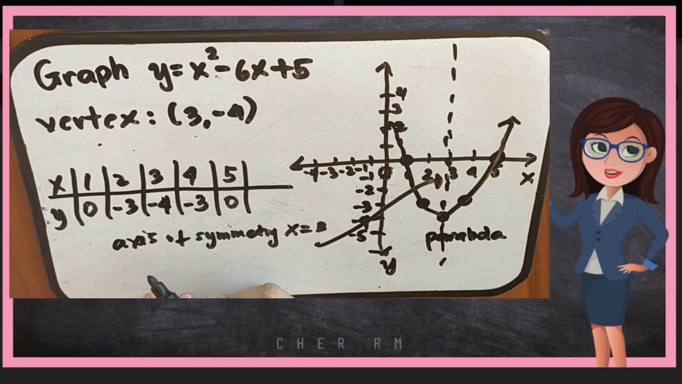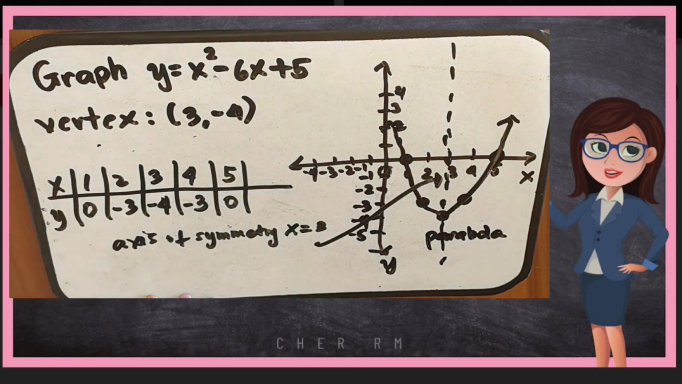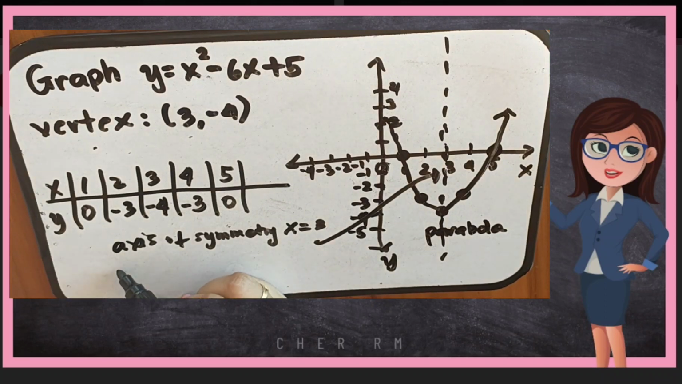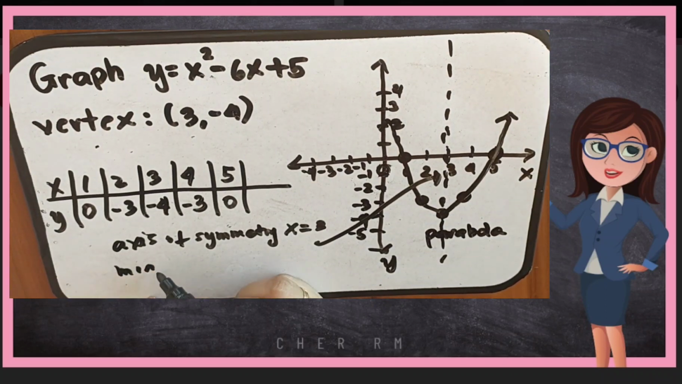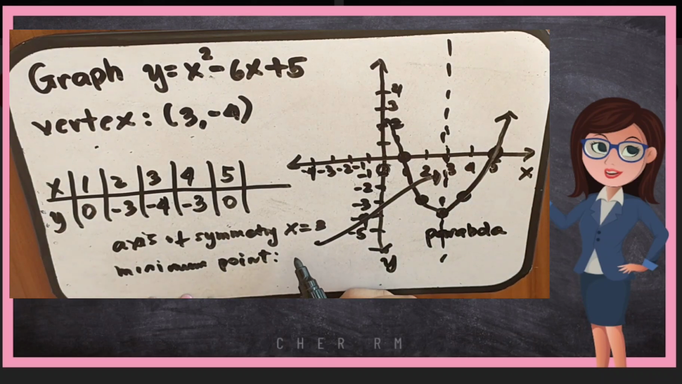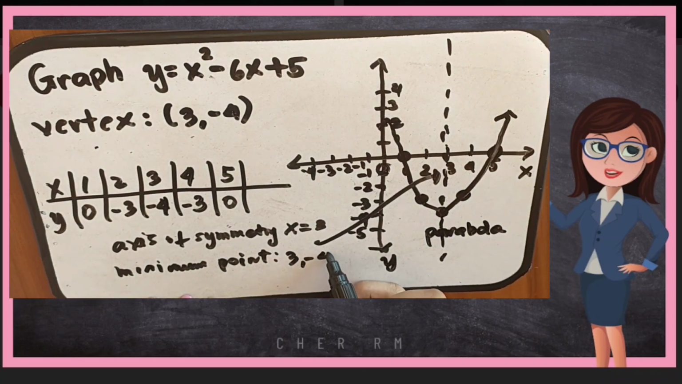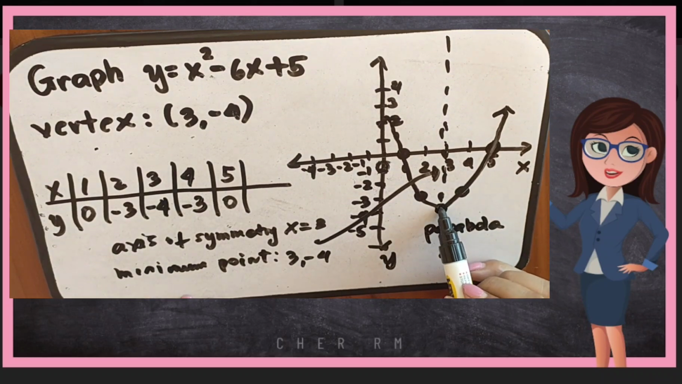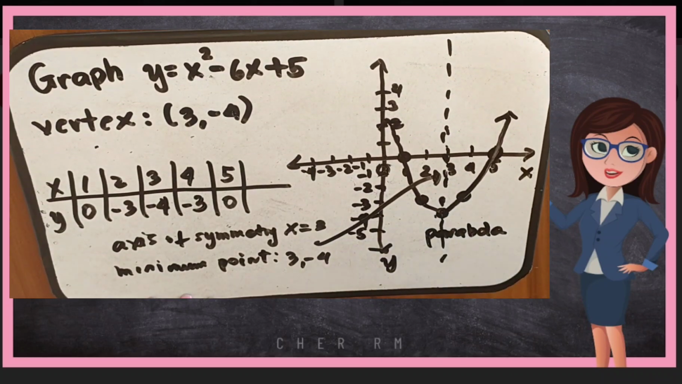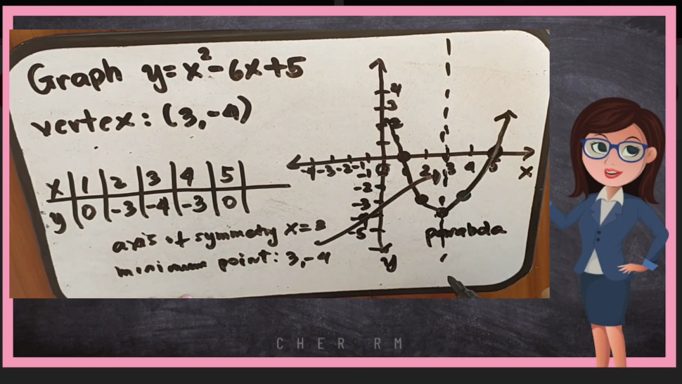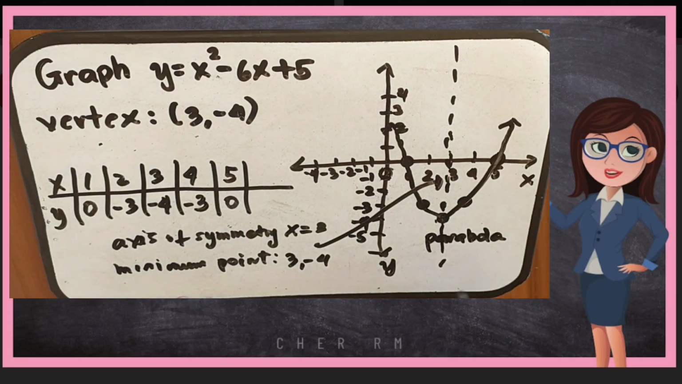And then we have the vertex, which is (3, -4). Here we have the minimum point. As you can see, if the parabola opens upward, we have a minimum point, which is (3, -4), or the vertex. This is the minimum point. If the graph opens downward, we have a maximum point.